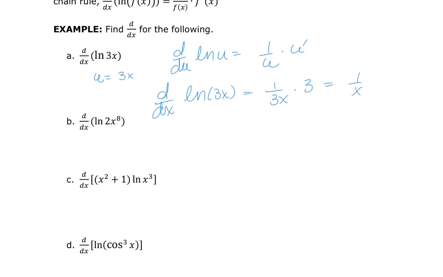If we take a look at b, our u would be 2x to the 8th. So this derivative would be 1 over 2x to the 8th multiplied by that derivative, which is going to give me 16x raised to the 7th power. And you will notice here that the 16 and the 2 cancel, giving me 8. And the x's cancel, so I have 8 over x. That's kind of nice, huh?